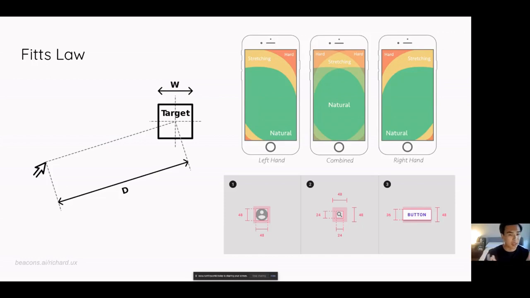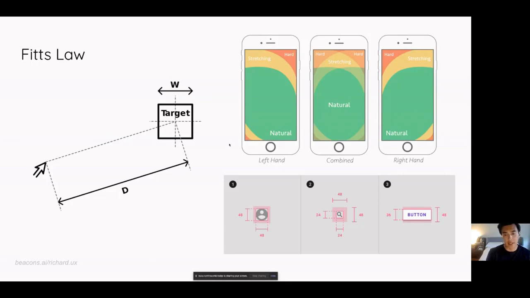If you've ever seen a really badly designed app, you might see a bunch of icons jammed next to each other in a row. In that case, it becomes really hard for you to actually tap on them because they're so close together. Also on mobile, there's a concept of natural reach area.